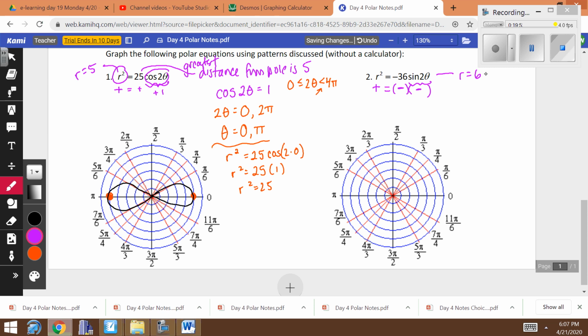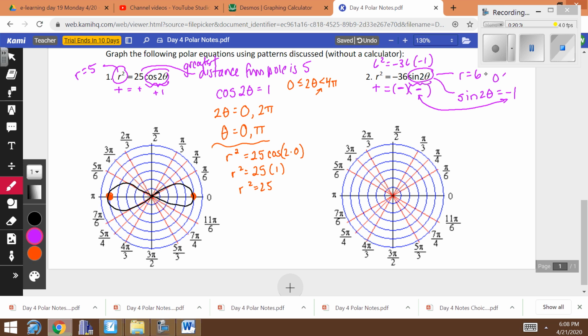So if we want r to be 6, we want to know where the sine of 2 theta is equal to -1. Again, we want the negative because of that negative right here. The negative times a negative would be a positive. We want to know where it's -1 because here that would give us 6 squared is -36 times -1. That's how we would come up with an equivalent equation. So we want to know where the sine of 2 theta is equal to -1.